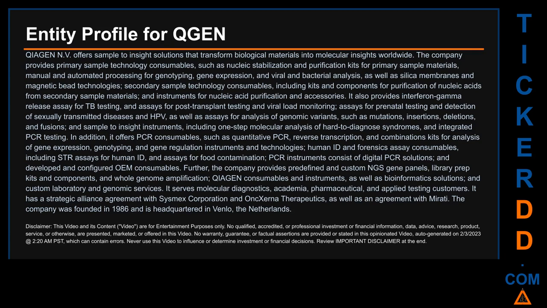QGEN NV offers sample-to-insight solutions that transform biological materials into molecular insights worldwide. The company provides primary sample technology consumables, such as nucleic stabilization and purification kits for primary sample materials, manual and automated processing for genotyping, gene expression, and viral and bacterial analysis, as well as silica membranes and magnetic bead technologies, secondary sample technology consumables, including kits and components for purification of nucleic acids from secondary sample materials, and instruments for nucleic acid purification and accessories.